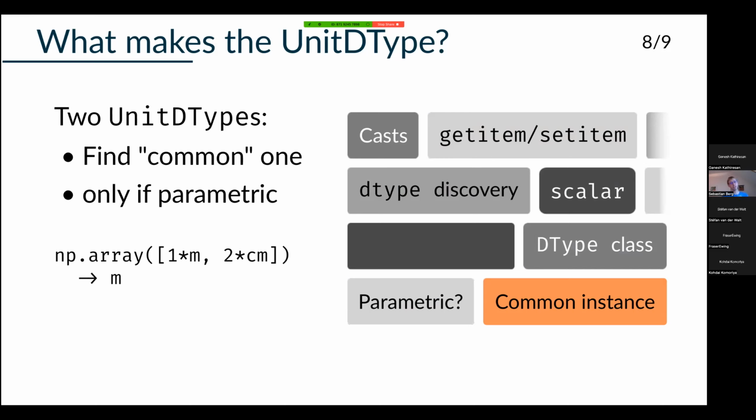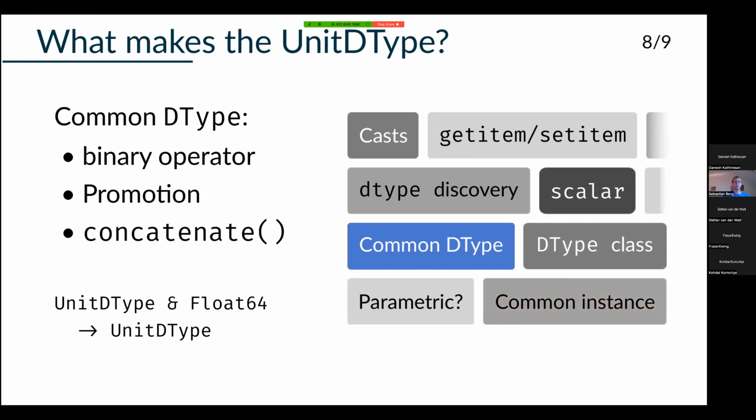Of course, we can't just mix 2 UnitDType instances. We can also mix UnitDType and float64, for example. And that I call common dtype. This is the common dtype operation, which is also a binary operator, but it's a binary operator which gets the other dtype class and its own dtype class. So UnitDType might be asked, how do you promote with float64 dtype? What's the common dtype with float64 dtype? And then the UnitDType can say, well, that's UnitDType. I know how to deal with float64 because I can convert it to a unitless UnitDType.